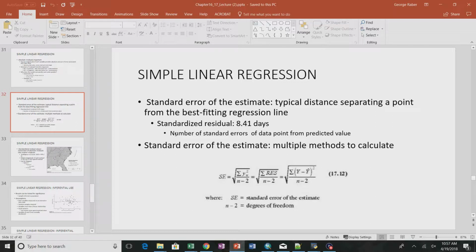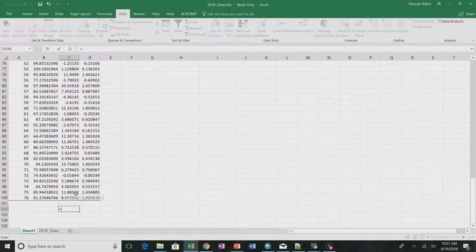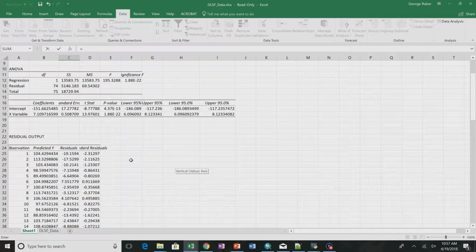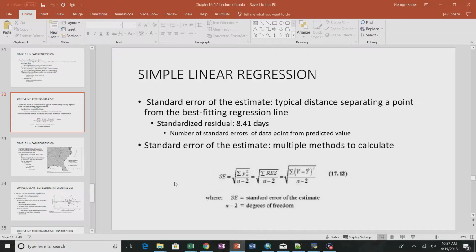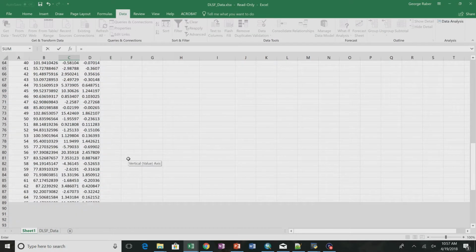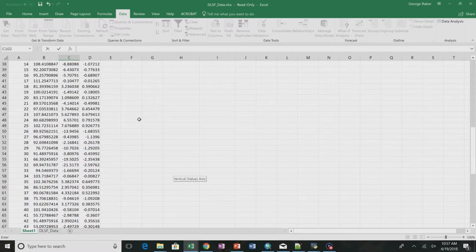So basically, if you wanted to calculate your own standard residuals, you would take all the residual values and square them, add them all up, and then divide that number by n minus 2. So you're coming up with an average residual value, and then you're using that average residual value to standardize all of the residuals.